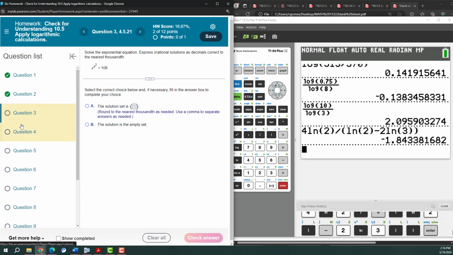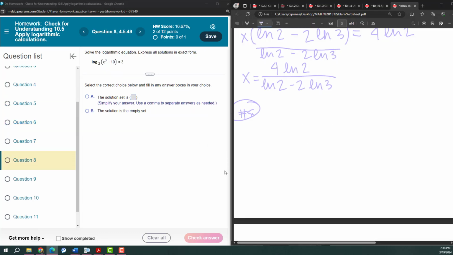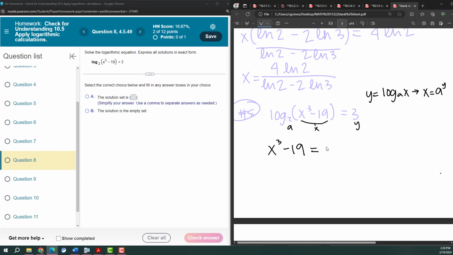I'm not going to do number 3. So it says to solve our logarithmic equation and express all solutions in exact form. So I have log base 2 of x cubed minus 19 equals 3. So in this case, 2 is our a. This right here in the parentheses is our x, and then 3 is going to be our y. So if I was to rewrite this, I would get x cubed minus 19 equals 2 to the 3rd power.